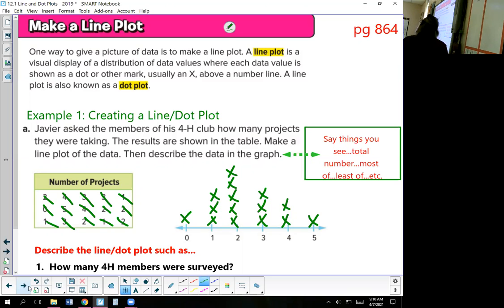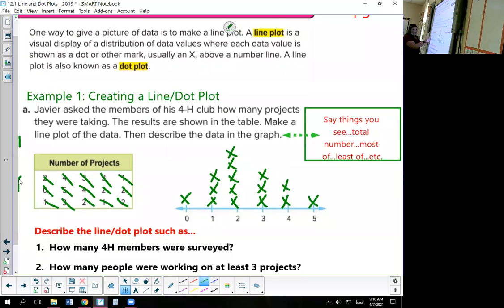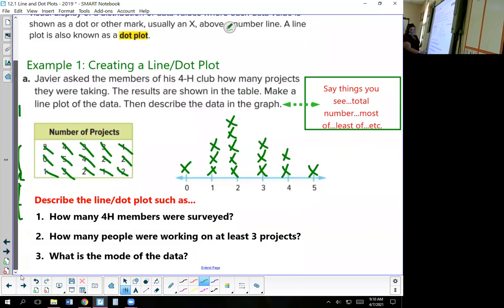Okay, all right, ready? Here's a good question to put on the side. You don't have to write the whole thing, so I've got 3 questions here. How many 4-H members were surveyed? So for number 1, you could just write total surveyed.